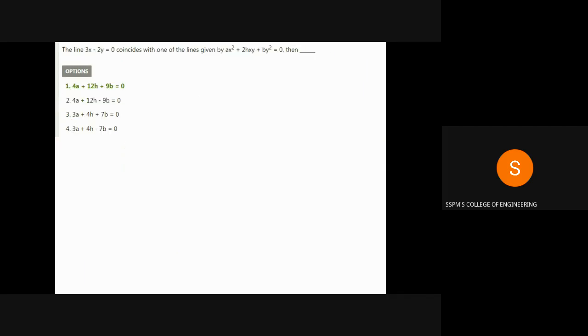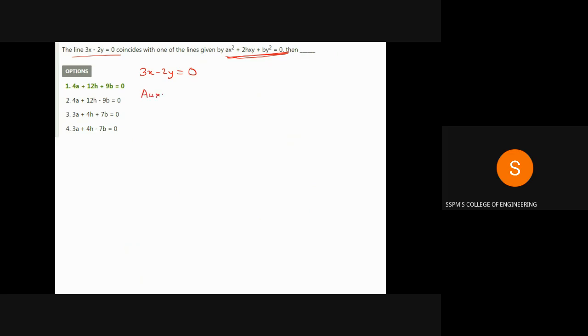Now a different type of question here. The line 3x minus 2y is equal to 0 is the given line. And it is said that it coincides with one of the lines given by ax square plus 2hxy plus by square is equal to 0. Now see what will we use, we will use the auxiliary form of the equation.